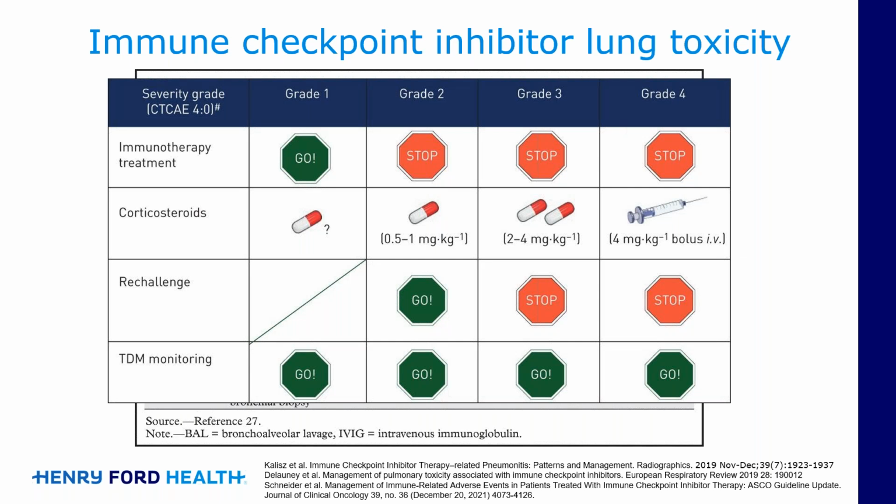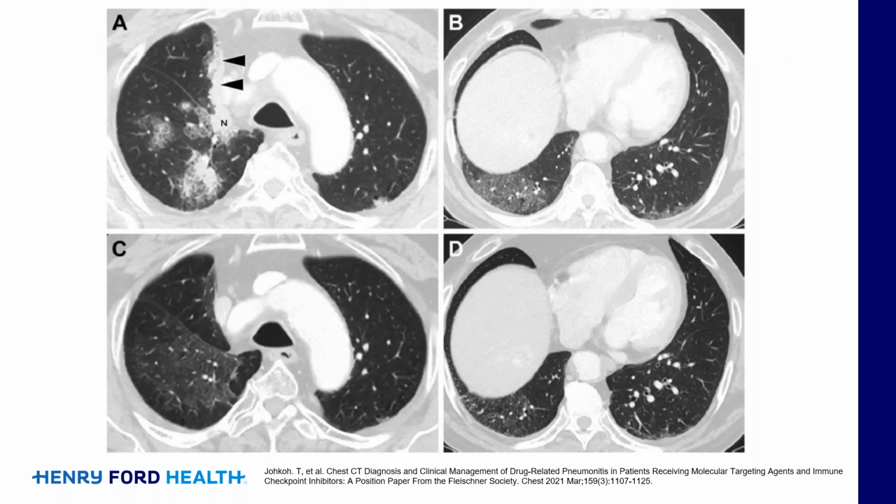Steroids may or may not be used, but in higher grade toxicities, grades 2, 3 and 4, the ICI should definitely be stopped. Steroids are administered at varying doses depending on how severe the drug toxicity is. In grades 3 and 4, re-challenge of the immune checkpoint inhibitors is definitely not recommended. And in all grades, frequent CT monitoring is recommended.